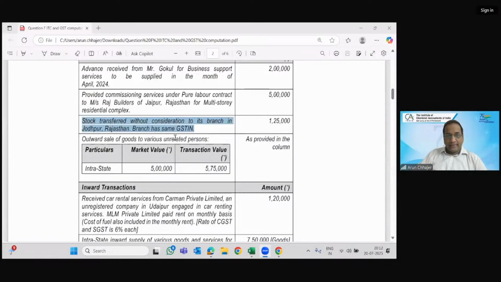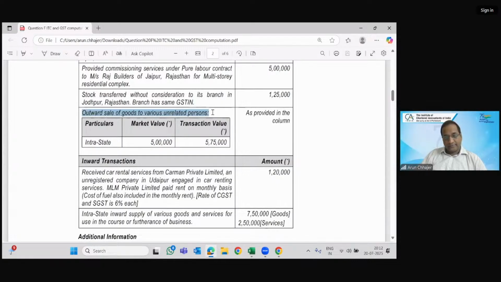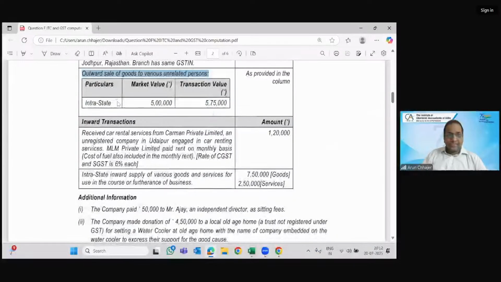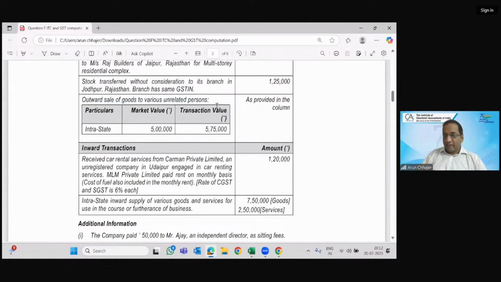Outward supplies to various unrelated persons. Intrastate, 5 lakh, and transaction value 5 lakh. Sir, now tell me, will you take market value or will you take transaction value, and along with the reason why?